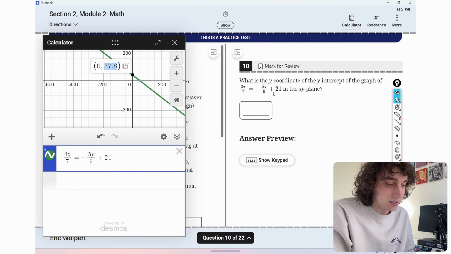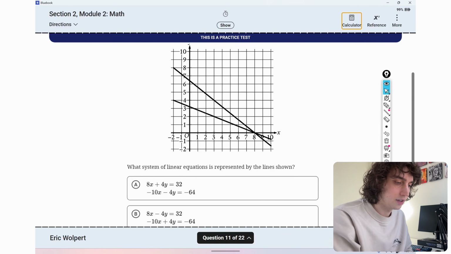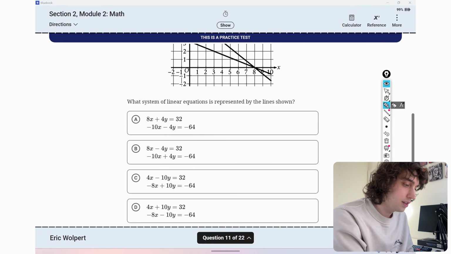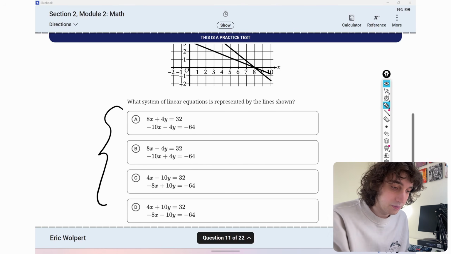It's just the y-intercept on the graph. It's that simple. Problem number 11 gives you 2 lines on a graph and says what system of linear equations is represented by the lines shown. The problem with this is they're all in standard form, and this makes this a lot more difficult for us.